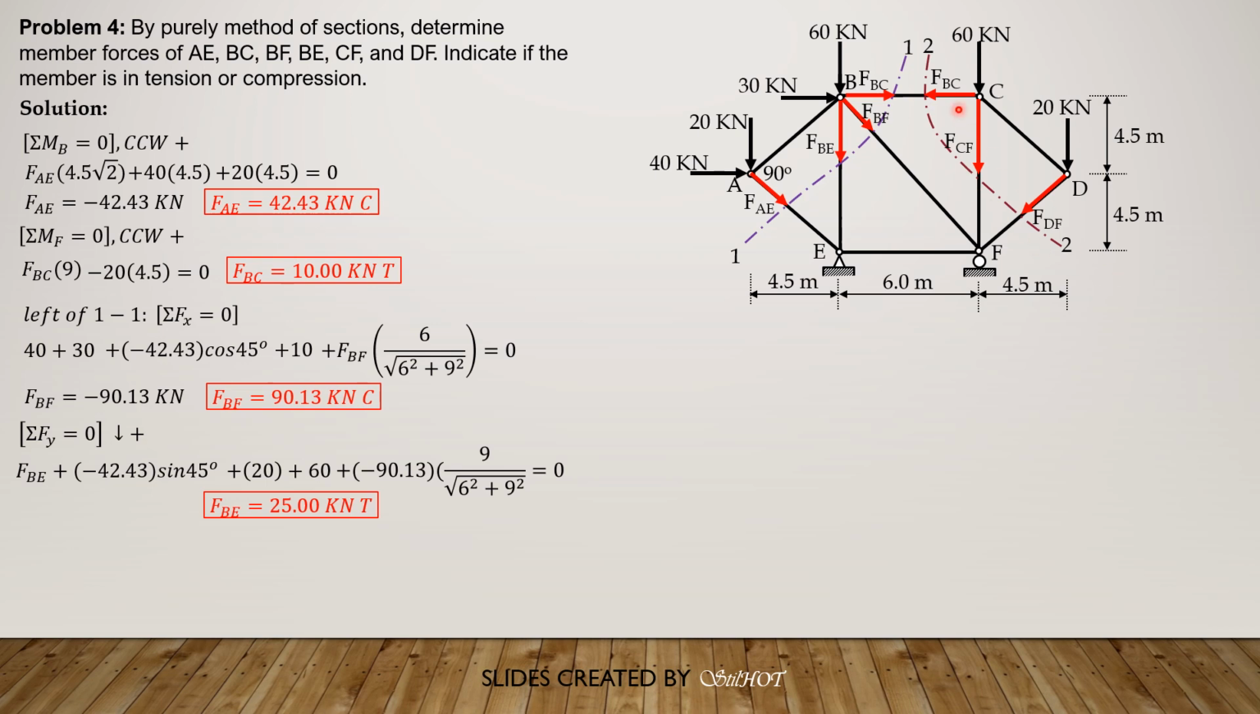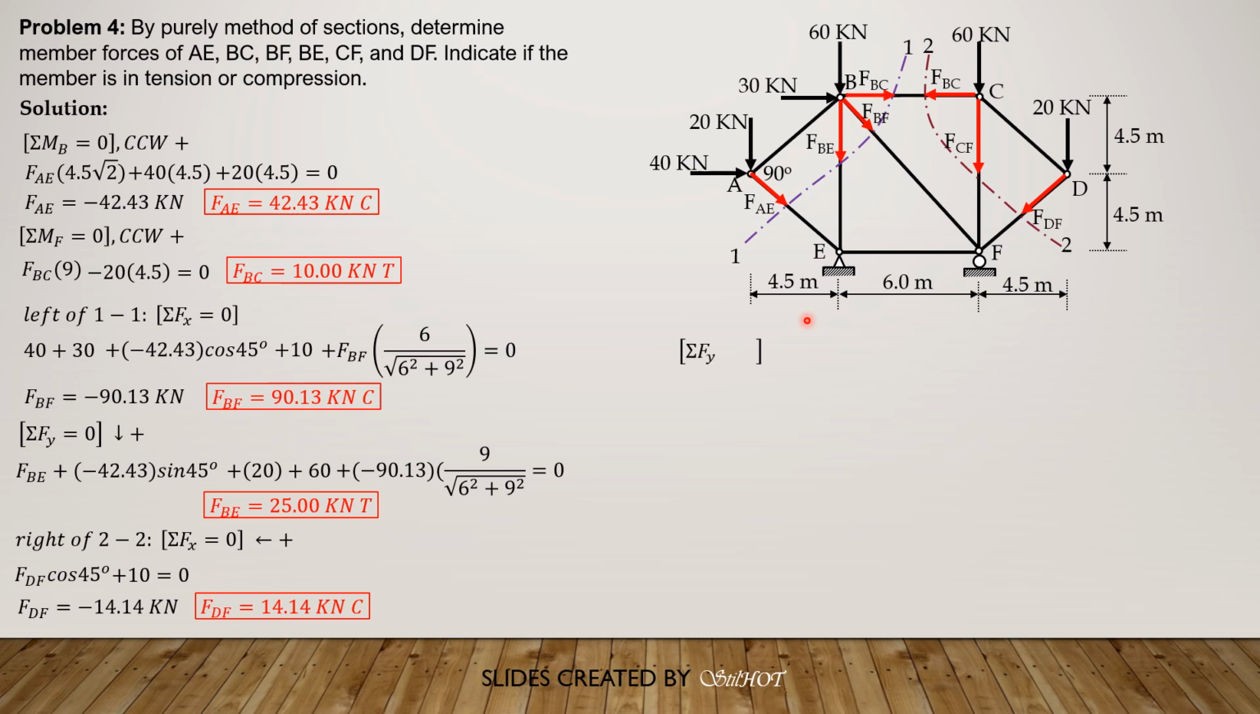Then let's go back to the right section of 2-2, considering all forces to the right of section 2-2 and above it. So first, we can have summation forces horizontal equals 0, then summation forces vertical equals 0. So summation forces horizontal 0, leftward positive. So FBC, which is 10, positive, plus FDF cosine of 45 equals 0. So FDF cosine 45 plus 10 equals 0. So FDF is negative 14.14 kilonewtons, or FDF is 14.14 kilonewtons compression.